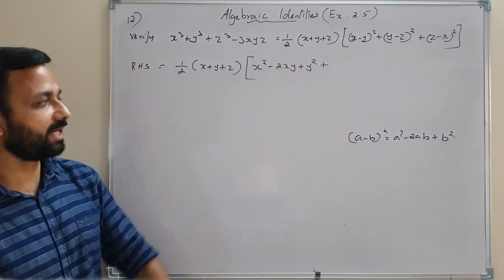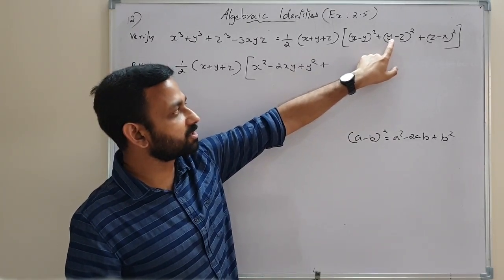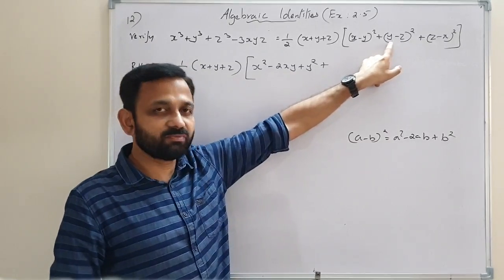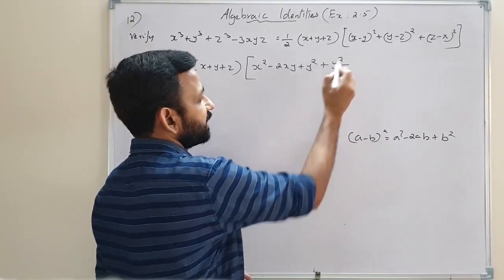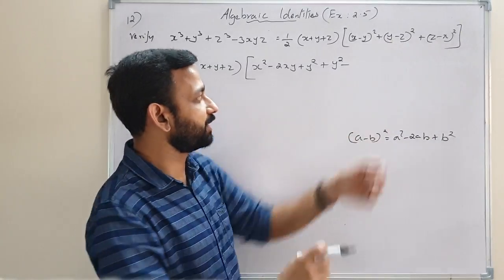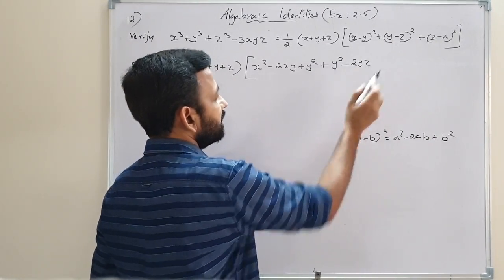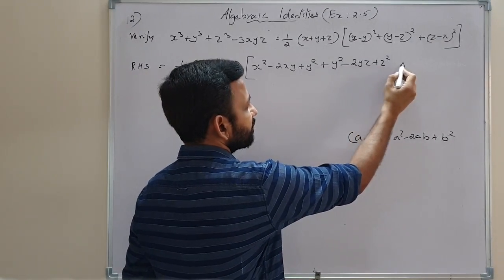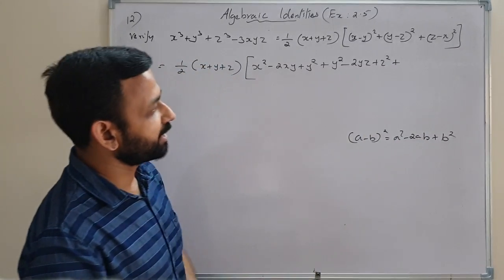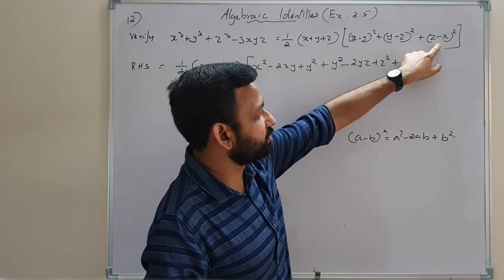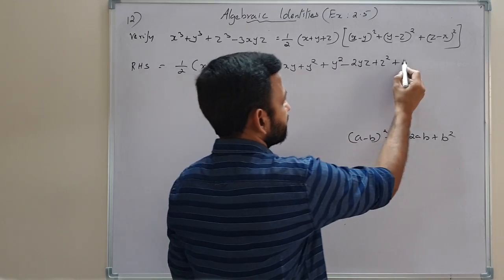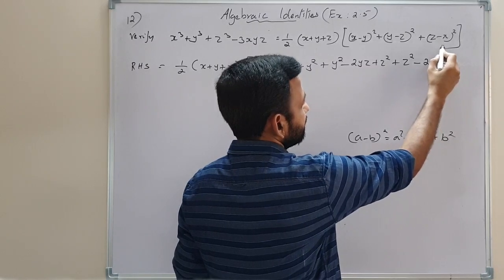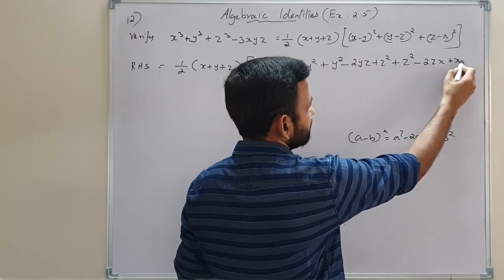So when we use the identity here, a minus b whole square, a square minus 2ab plus b square, that is y square, minus 2ab, that is minus 2y into z, minus 2yz, plus b square, that is plus z square. Again the same identity: a square is z square, minus 2ab, 2 into z into x, plus b square, that is plus x square.